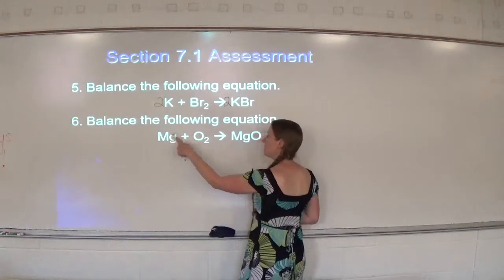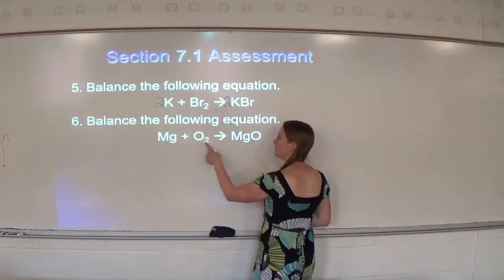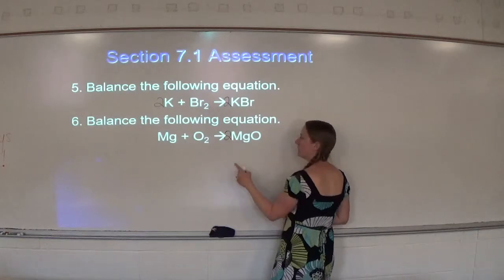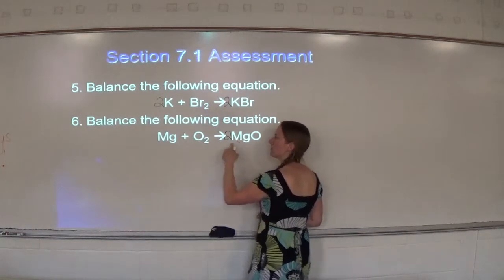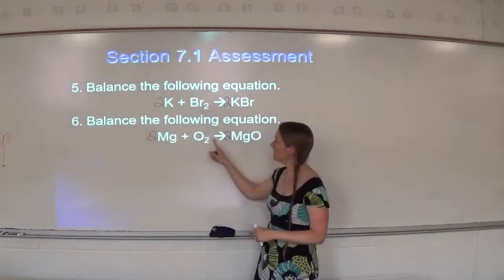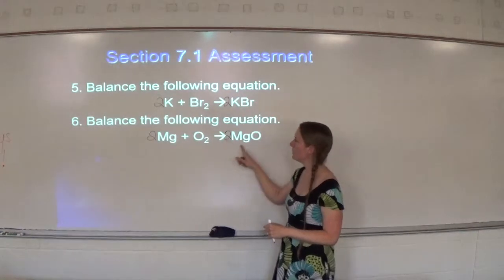So I have 1 Mg, 2 O's, 1 O, so I need a 2 here. But now I have 2 Mg's, so I'll put a 2 here. And so if you look, we have 2 Mg, 2 Mg, 2 O's, and 2 O's.